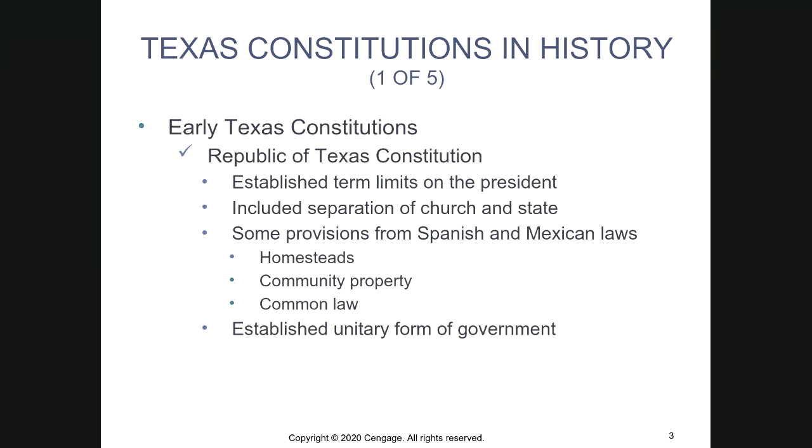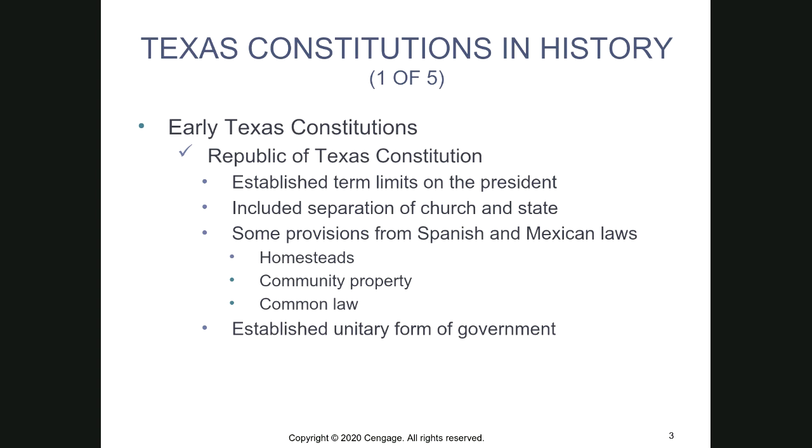We also included separation of church and state, so we thought that was an important facet to incorporate into our Constitution. And we had some really important provisions from Spanish and Mexican law. So we've touched on this a little bit before, but remember that we're different from a lot of other states in that we were really heavily influenced by Mexican laws as opposed to just English laws. So these things that we're about to talk about here, these next 2, homestead and community property, this is going to look a lot different in Texas than it does in a lot of other states.